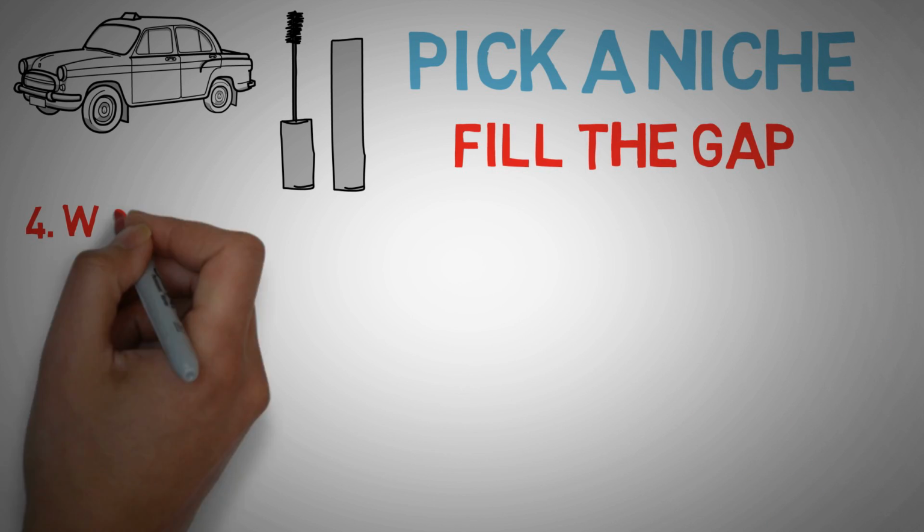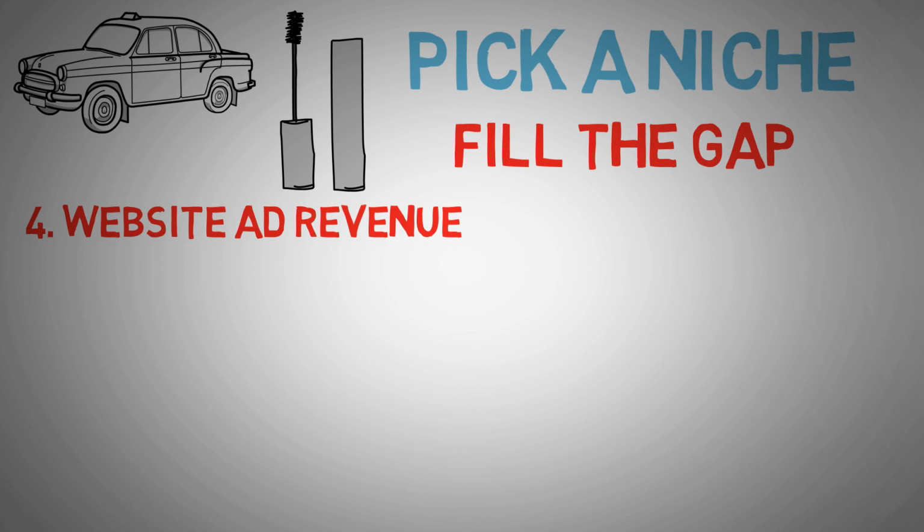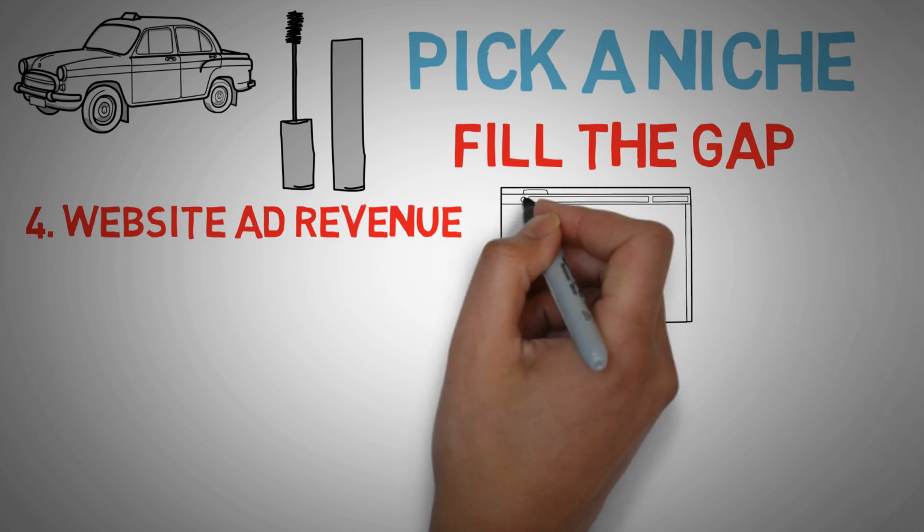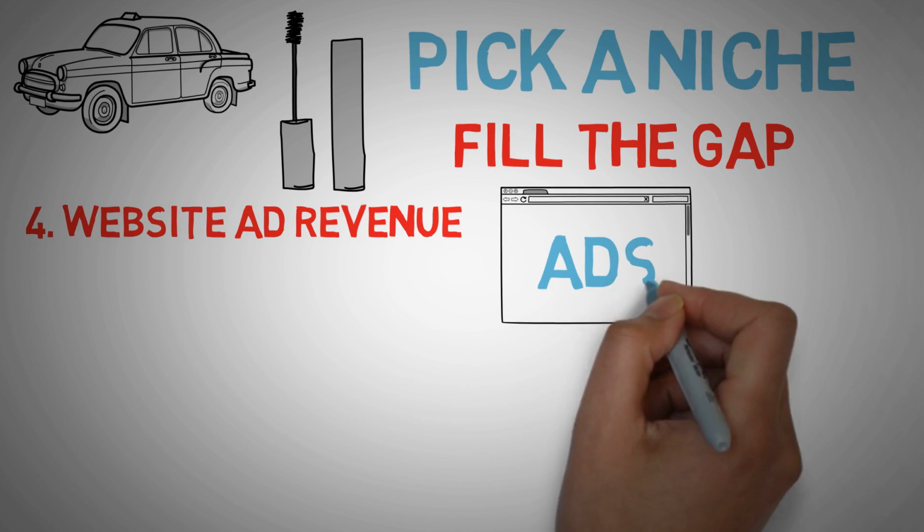Idea number 4 is website ad revenue. Now you could set up a WordPress website, I explain how to in the ebook, and fill it with banner ads or AdSense or affiliate links.